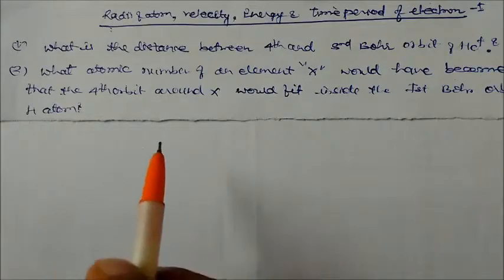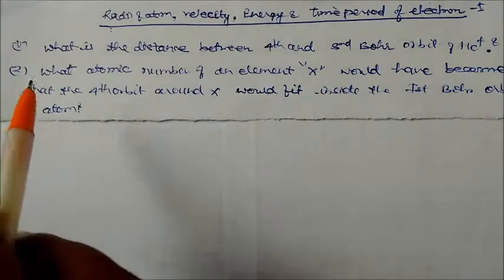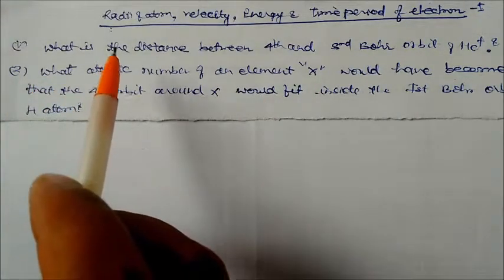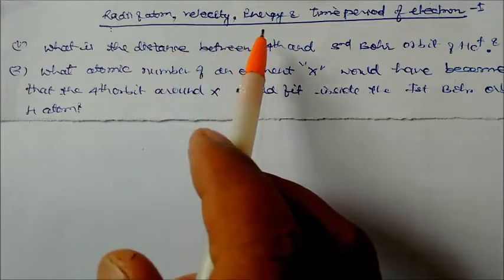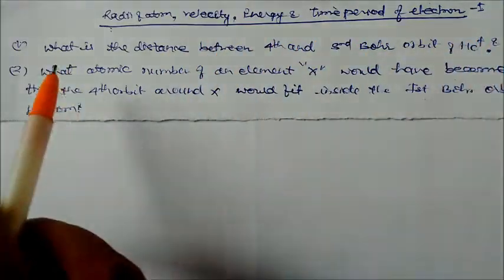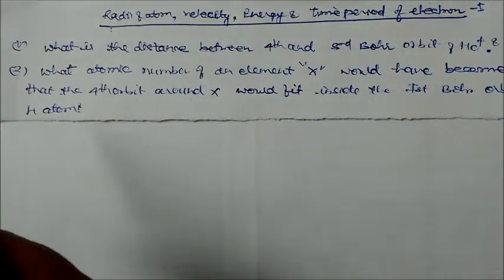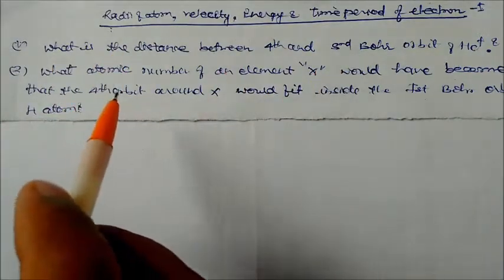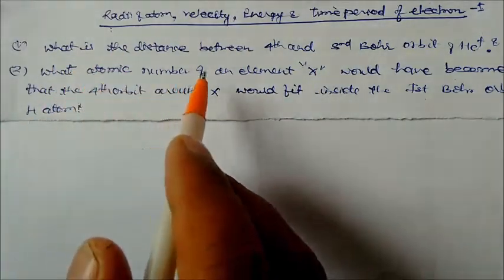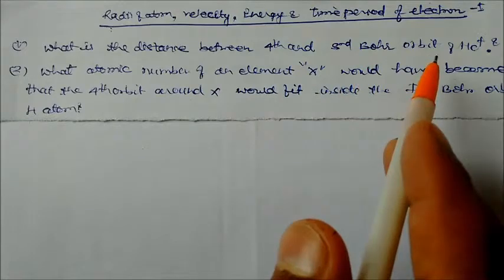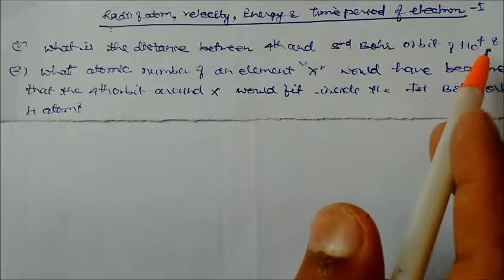Welcome to this problem solving section. Today we'll do radii of atoms, velocity, energy, and time period of the electrons. In this section, let us solve some problems to understand these concepts. What is the distance between the fourth and third Bohr orbit of helium positive ion?